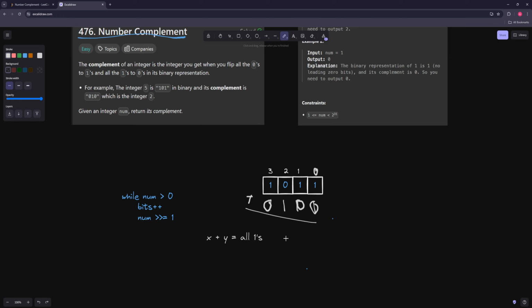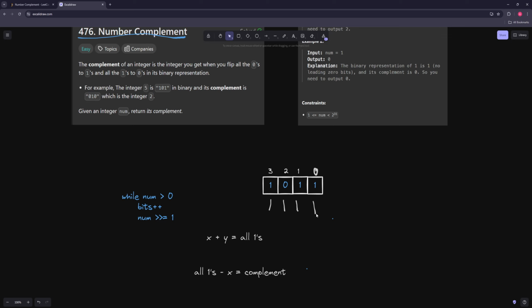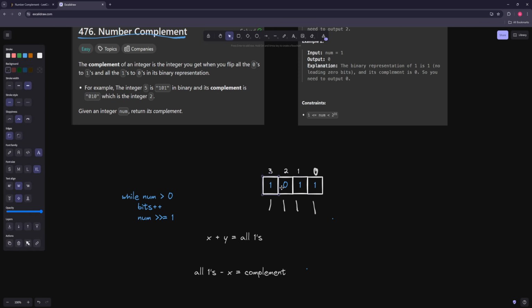So if x plus y equals this all 1s number that we made, then all 1s minus x will give us the complement as well. So these are the 2 ways you could do it. Either XOR, or this number minus this will give you the complement. Either way.